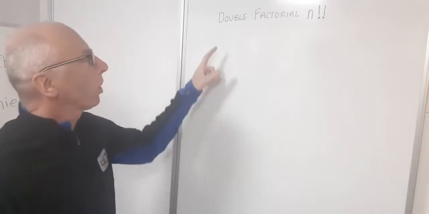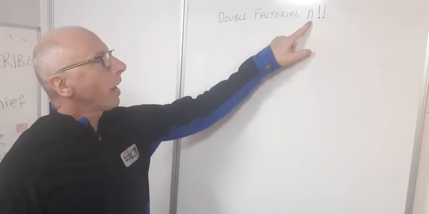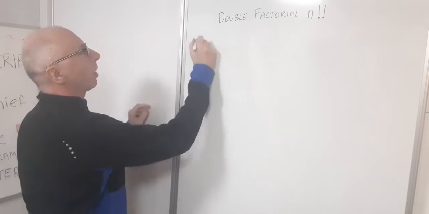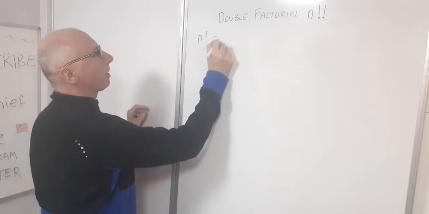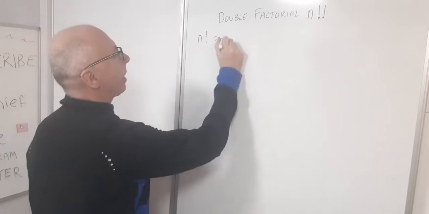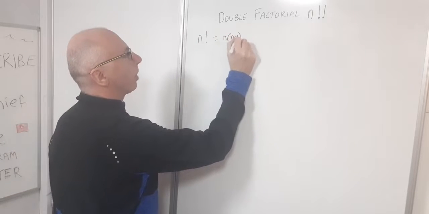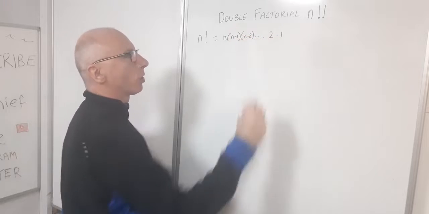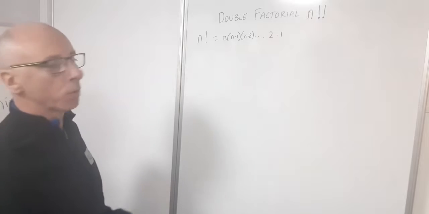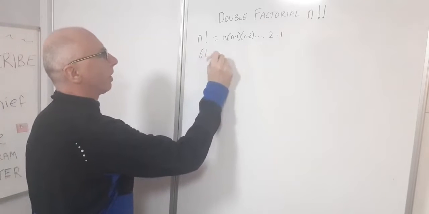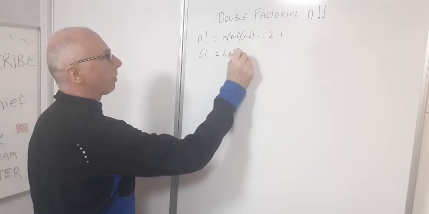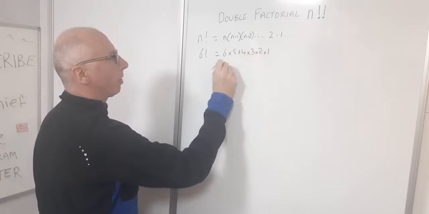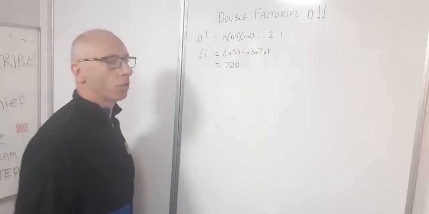So in this video we're going to have a look at double factorial, so n with 2 exclamation marks. Now we already know what n factorial is. So that's basically n times n minus 1 times n minus 2 all the way along to 2 times 1. So for example 6 factorial equals 6 times 5 times 4 times 3 times 2 times 1. We know that is 720.